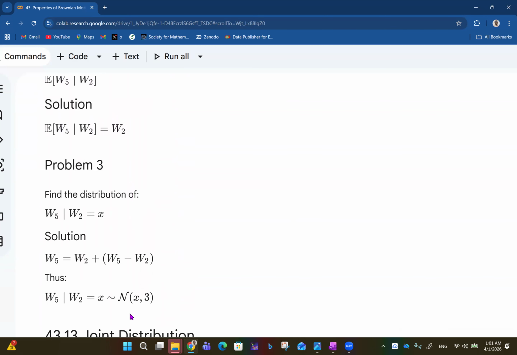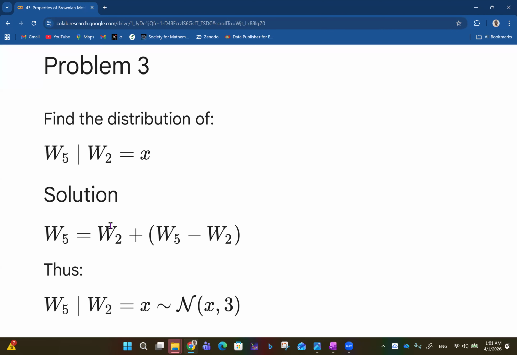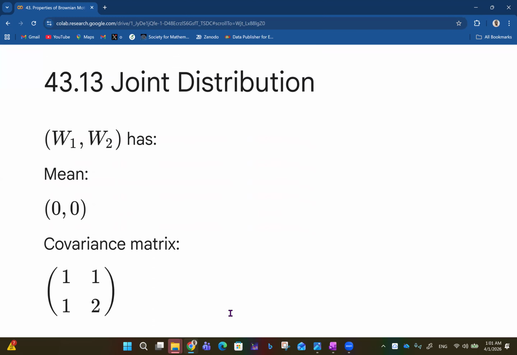And then for problem three, find the distribution of W5 given W2, which is equal to X, right? So W5, of course, we know that should be W2 plus (W5 minus W2). That's like W2 cancels W2. So W5 given W2 now will be X, which is normally distributed with mean X and variance 3. That's 5 minus 2, 3, like that. Then we can also have joint distribution.